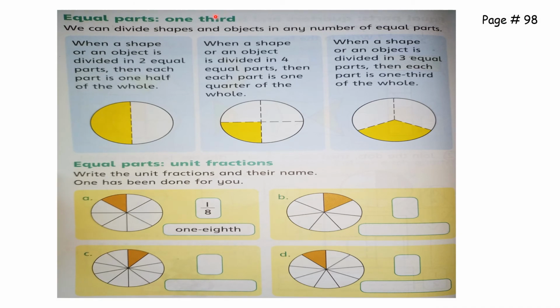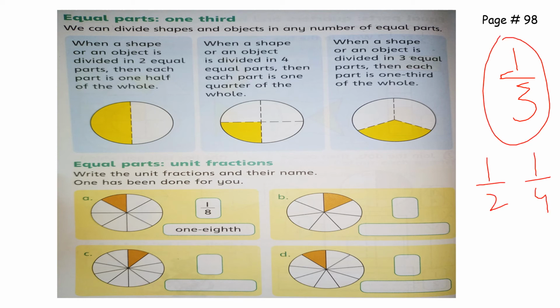Now we are going to study about 1/3. 1/3 means that when one whole is divided into 3 equal parts, that is called 1/3. So this is called half, this is called quarter, and this is called 1/3. Just like it's done here. Half, when we have 4 equal parts, quarter, and when we have 3 equal parts, then it is called 1/3.